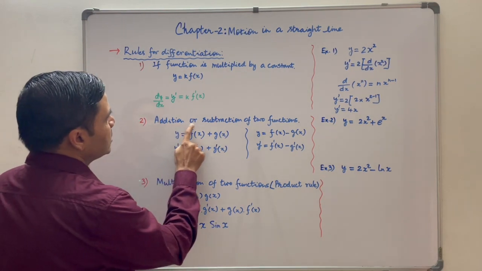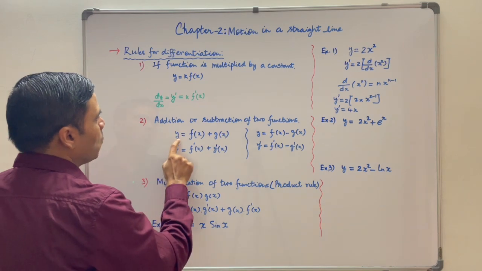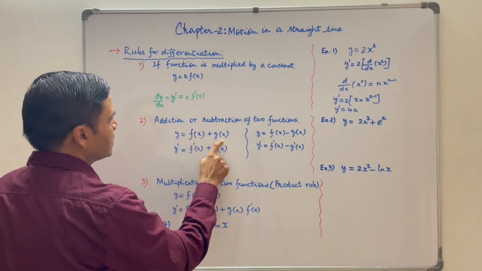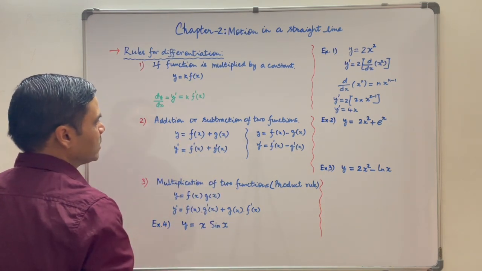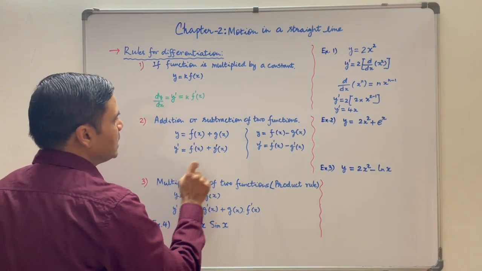Second one is addition or subtraction of two functions. We will see addition first. y is equal to f(x) plus g(x). f(x) and g(x) are two functions. So y dash will be equal to f dash x plus g dash x.